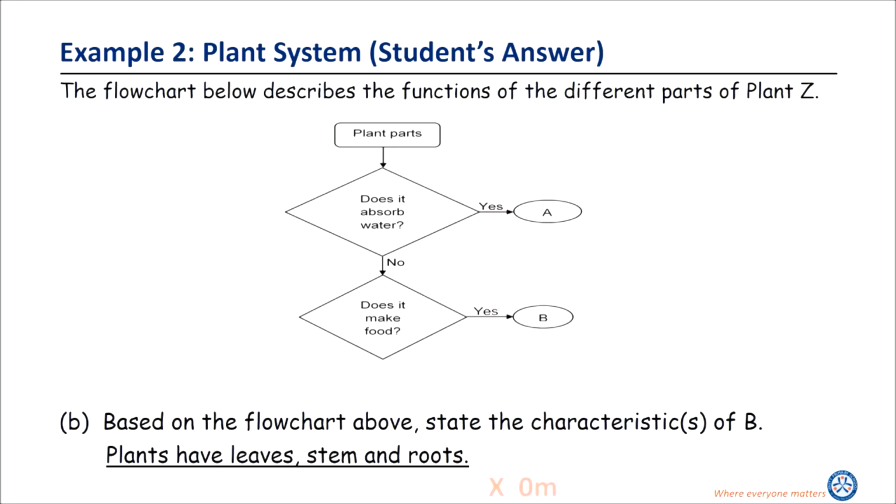In the answer given, the student is making a very general statement without focusing on the characteristic of leaves. Characteristic questions are focusing on special features or quality associated with, for example, leaves. For a flowchart, this kind of questions is a bonus as the answers are already stated in the question, and the student will just need to pick out the correct characteristic.